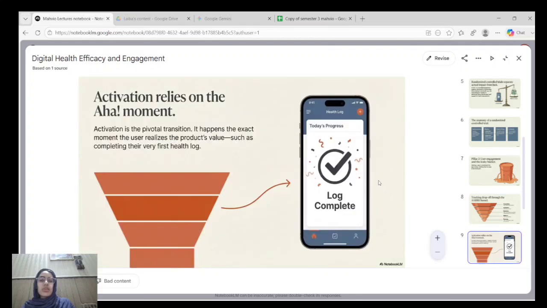Okay, so I want to focus heavily on step 2. Activation relies on the aha moment. Activation is basically the pivotal transition. It happens the exact moment the user realizes the product's value. If a patient, for example, downloads our app, opening it is not enough. The moment is when they successfully book their first doctor appointment through the app or complete their very first health log. At that specific second, their brain says, "This makes my life easier." If they never reach that moment, they will delete it. They will never use it.